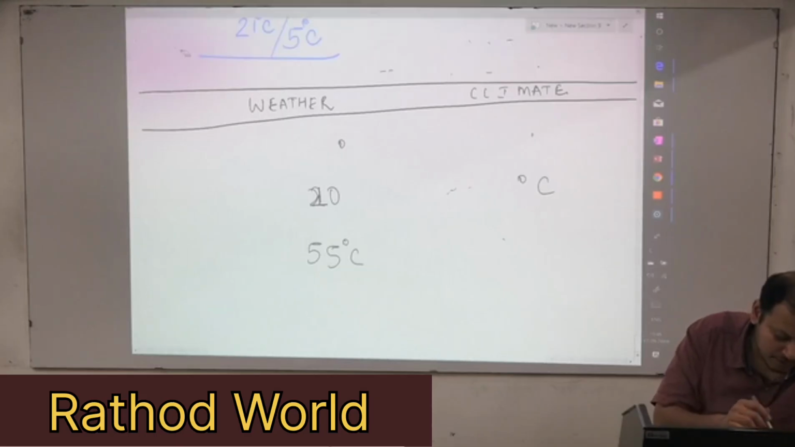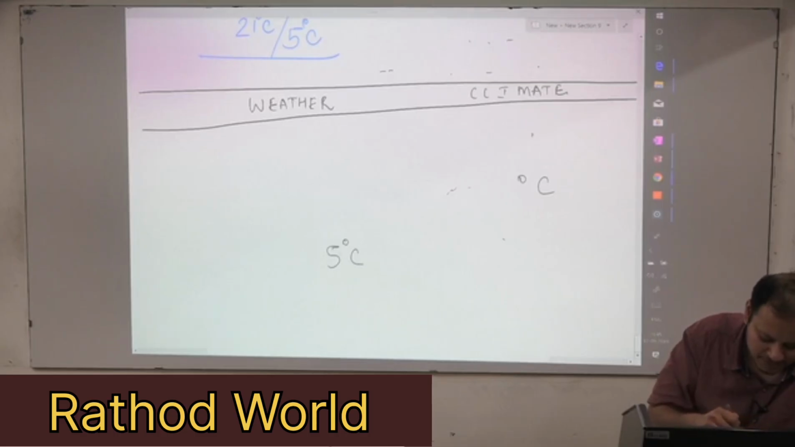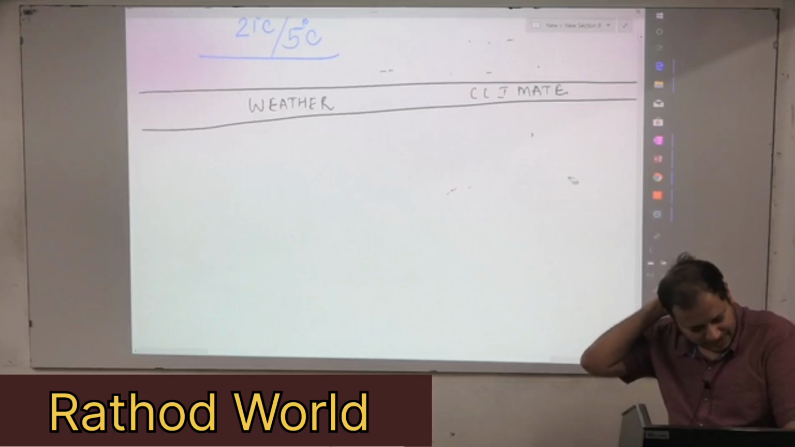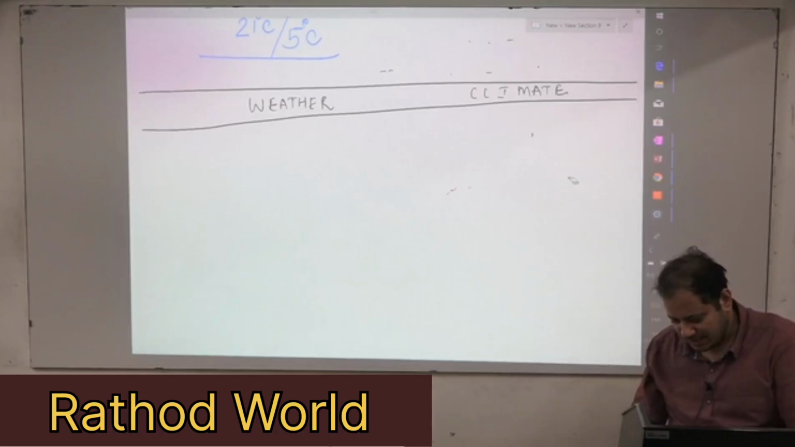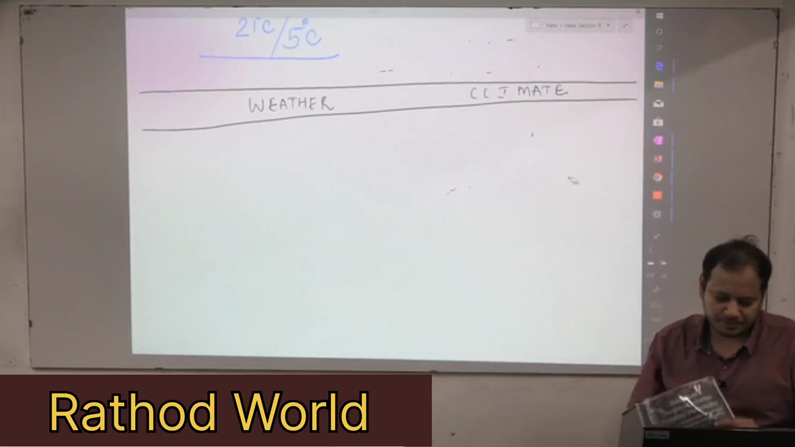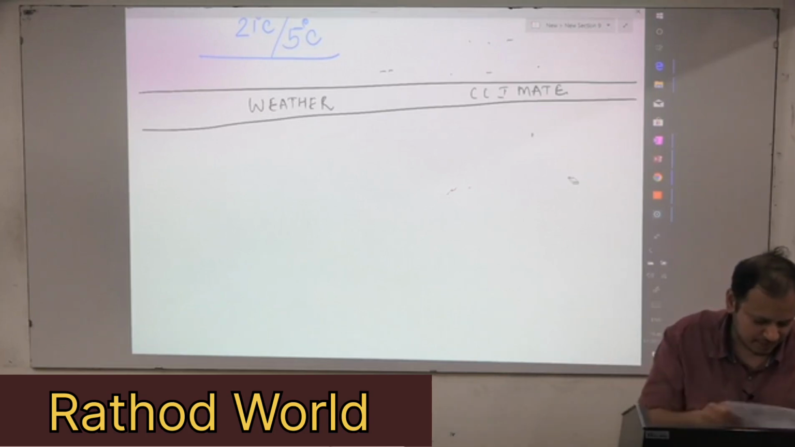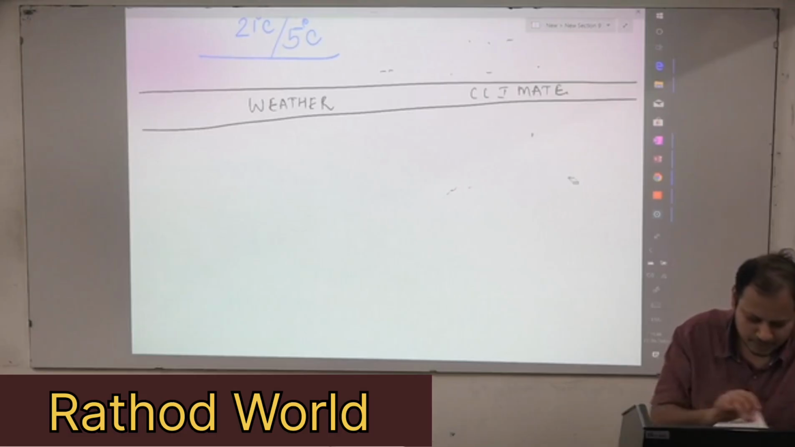So 2-3 basic lines regarding the weather and the climate, only because it is given in the syllabus. Otherwise, weather and the climate are the two scales of the measurement of the atmosphere.